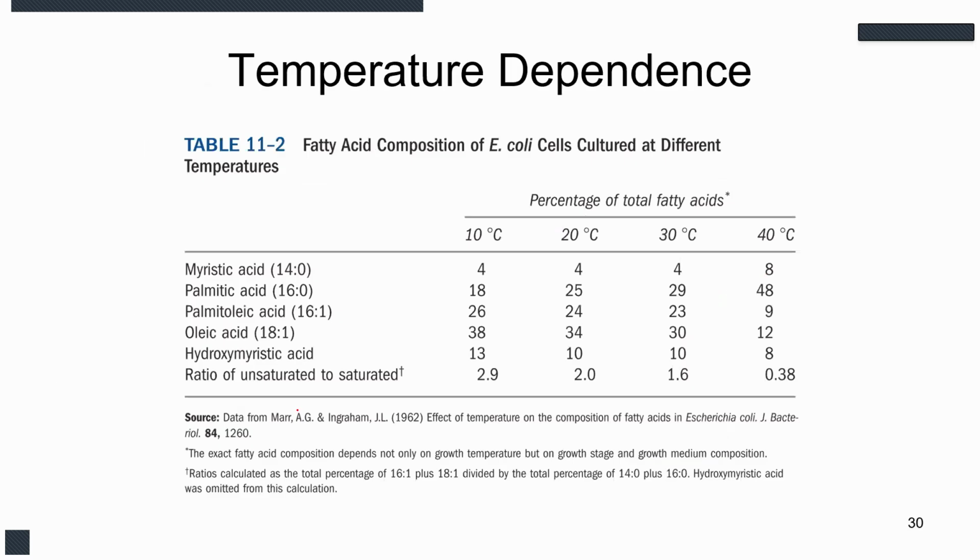Now, I love this experiment and I love this figure because it gives you that point. To set the stage a little bit, this is from a paper that was written in the 1960s. In 1962, there were researchers, Marr and Ingram, who studied the effect of temperature on the composition of fatty acids in E. coli, or Escherichia coli. I always like to say Escherichia coli whenever I have the chance. So they studied the effect of temperature on fatty acids. What they did was they grew E. coli at 10 degrees, 20 degrees, 30, and 40 degrees.